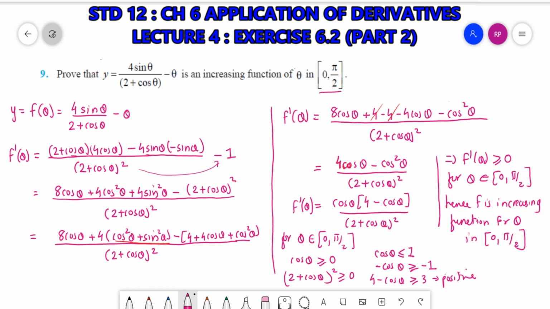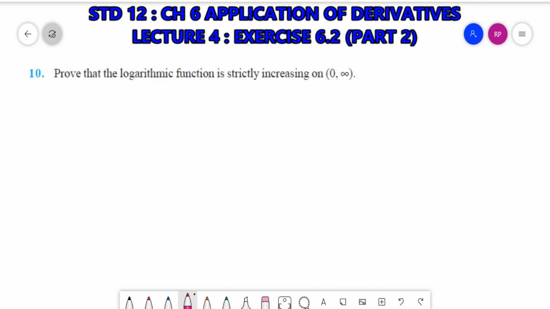Now let's move to the next, that is question number 10. Prove that the logarithmic function is strictly increasing on 0 to infinity. In the interval 0 to infinity means x greater than 0, the value of x is positive. So now let's take f of x is equal to log of x. Okay, so this is a logarithmic function.